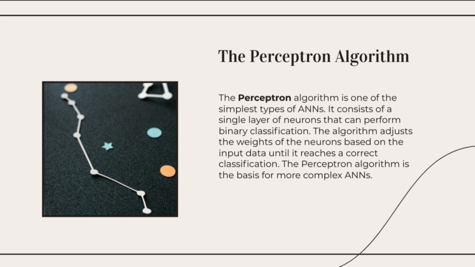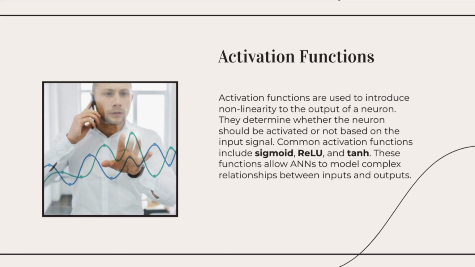4. Forward propagation. Describe the process of forward propagation, where input data is fed through the neural network, and computations are performed layer by layer to generate predictions or outputs. Explain how weights and biases play a crucial role in this process.